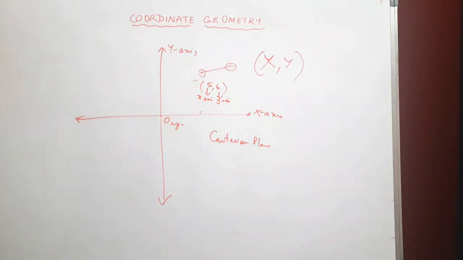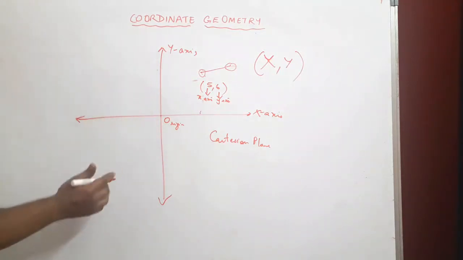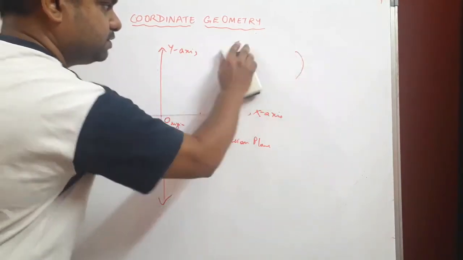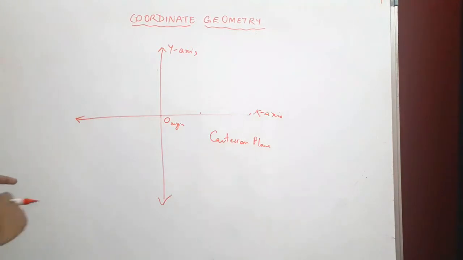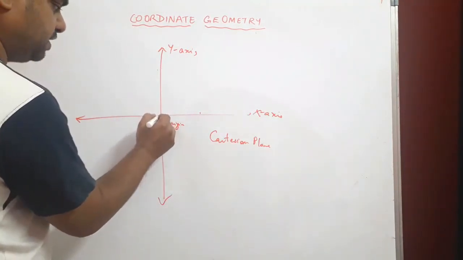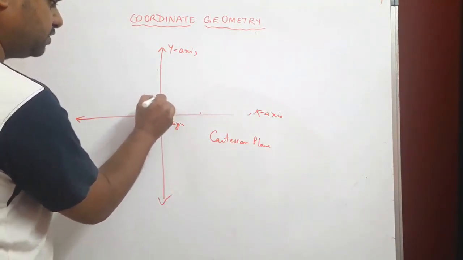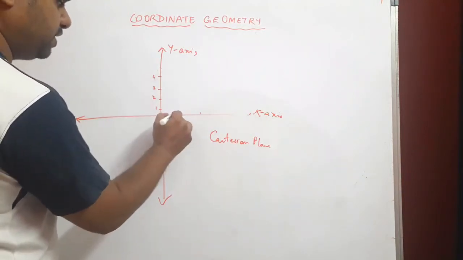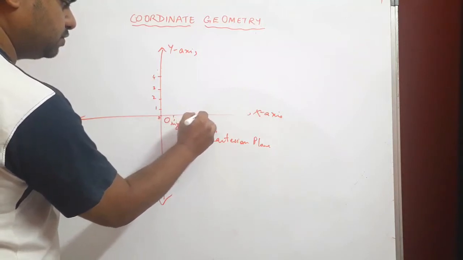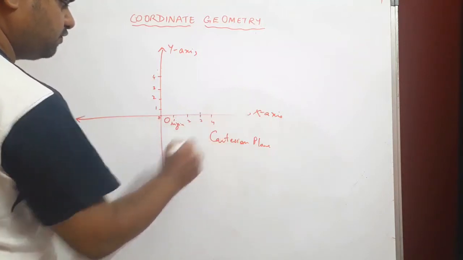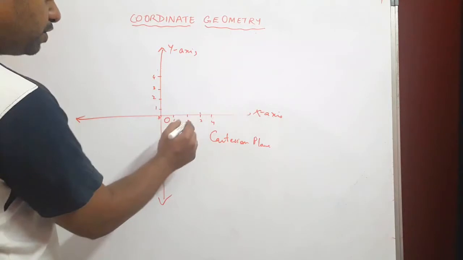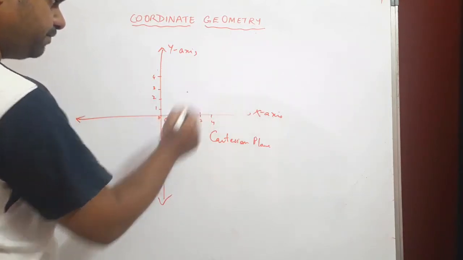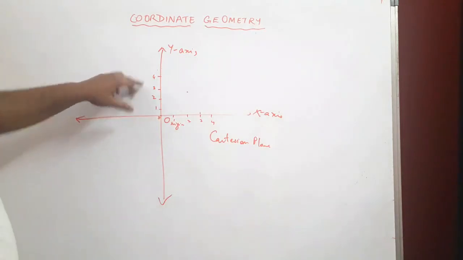Let us take an example. I'll take it this side itself, and I'll just clear this part. Let's say I'll name this 0, then we have 1, 2, 3, 4, and over here we have 1, 2, 3 and 4. Let's say our point is somewhere over here. How do we read this point?